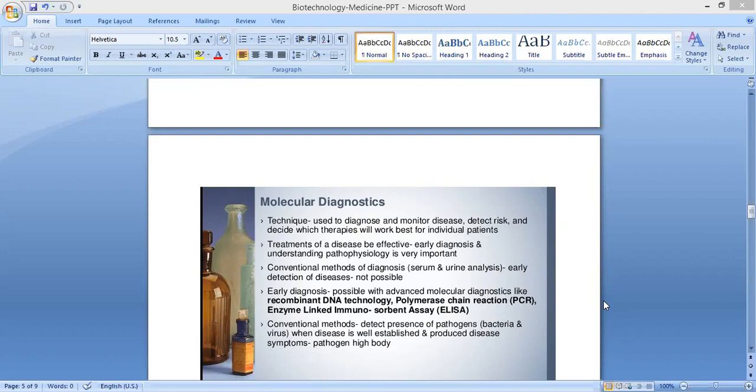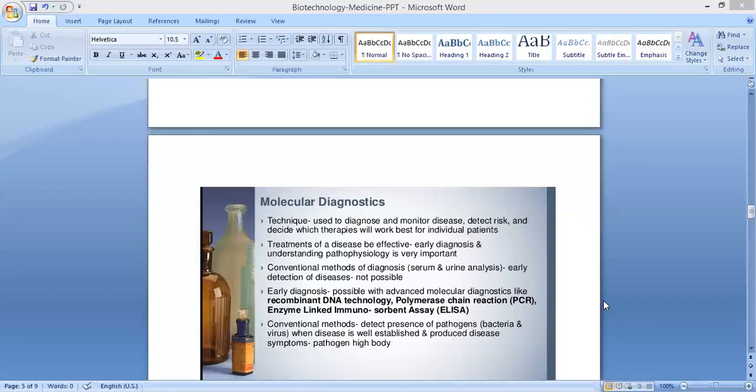So these are the methods we use to find disease at an early stage. These are examples of molecular diagnostics. I told you early diagnosis is possible with advanced molecular diagnostics. Which are they? One is recombinant DNA technology. Second is PCR, or polymerase chain reaction. Third is ELISA, or enzyme linked immunosorbent assay.